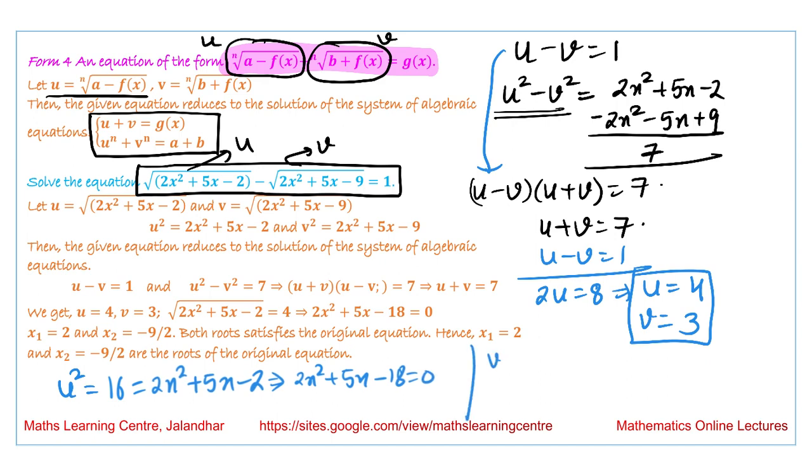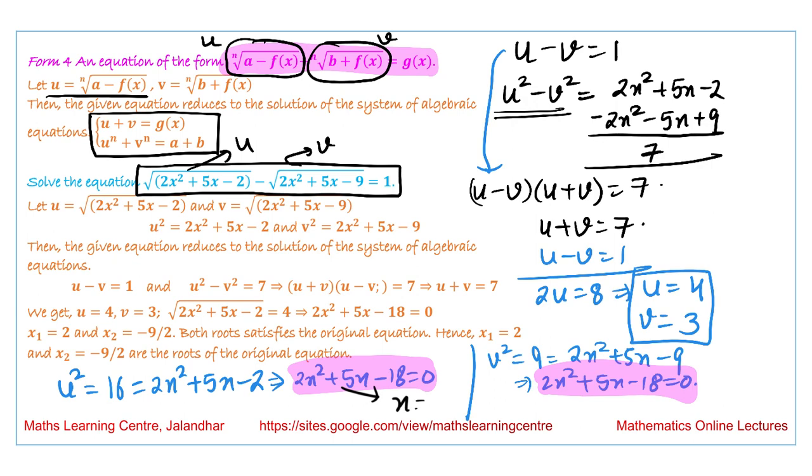In the second case, v square is equal to 9, that is equal to the value of v we have, 2x square plus 5x minus 9. So this system is equivalent to 2x square plus 5x minus 18 is equal to 0. Both these equations are the same. So if we solve these equations, the values of x we obtain are 2 and minus 9 by 2.